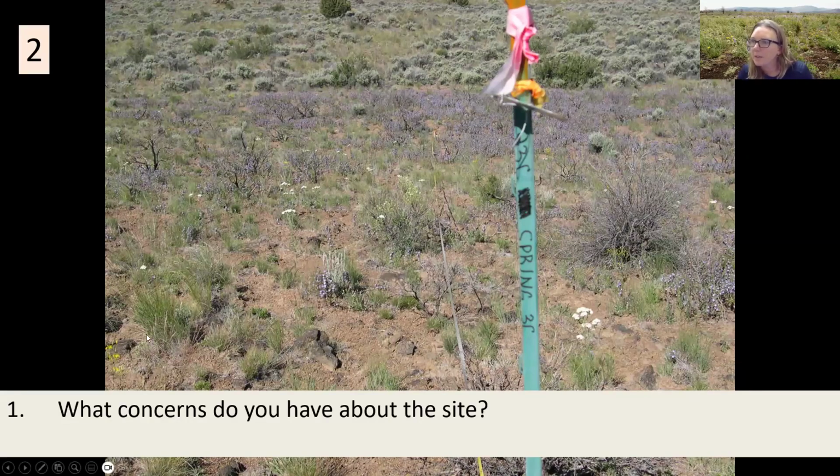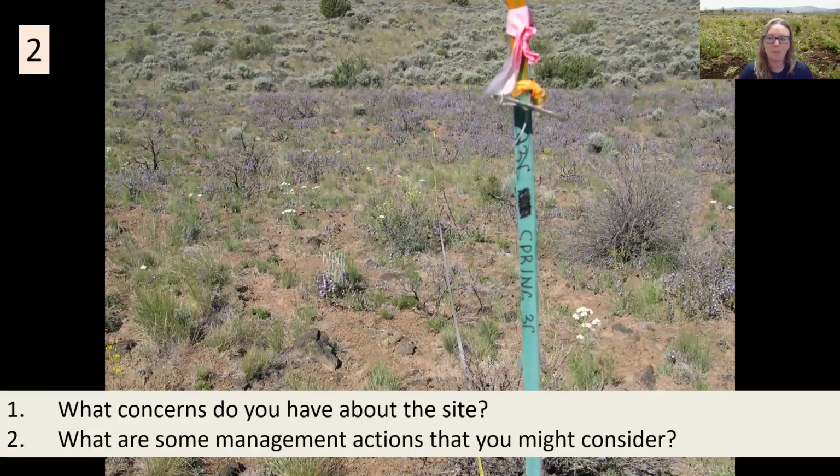Somebody said juniper in the background. Yeah, you always want to take note of and treat if you have juniper coming in. Somebody said there's a patchy structure. Aren't bare spots normal? Yes, I actually really like that I can see some interspace here in this early successional area. So what are some management actions you might consider in an area like this?